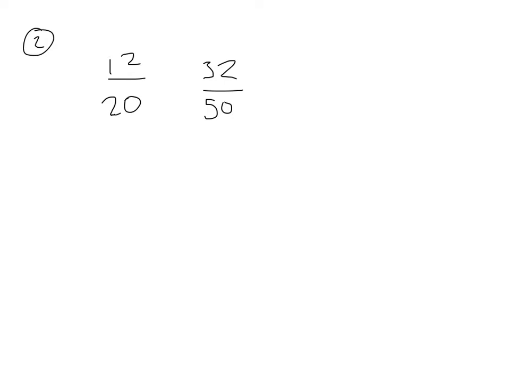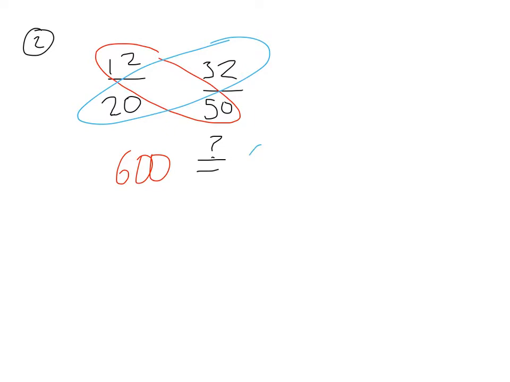Alright, so there's a couple ways of doing this. The first one would be just using straight cross products, right? So I'd say, well, 12 times 50. 12 times 50 is going to get you 600. And we're going to see, okay, does 600 equal, question mark, 32 times 20? Well, 32 times 20 is going to be 640. So they're not proportional, right?